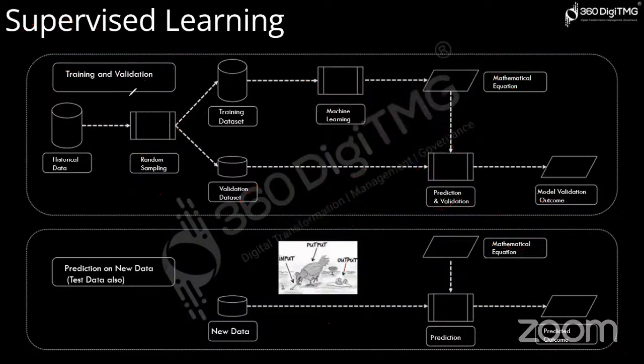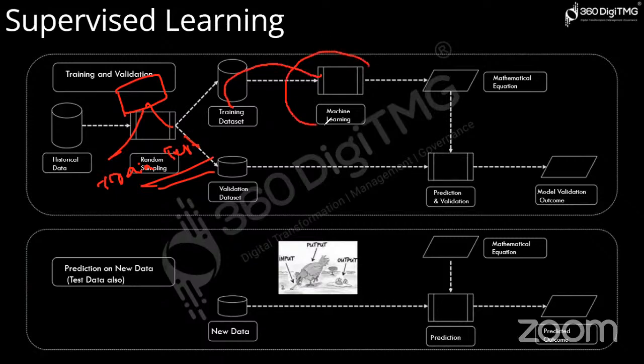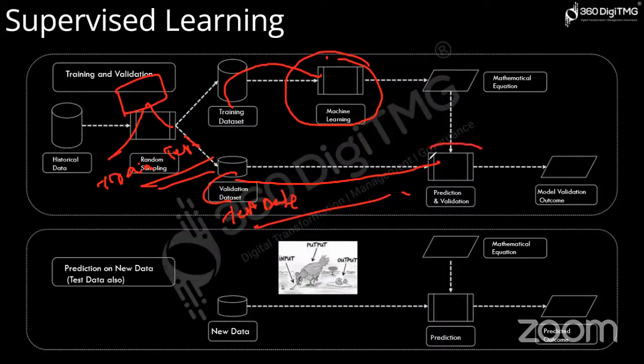So what happens in supervised? Whatever data frame we have, we'll simply split into train and test. Using the training data, we'll be training the machine learning model, and then we will pass the validation data, or test data as I can say, to that particular machine learning model. Based on that, we'll be doing the predictions. This is when you have a machine learning model with a small number of parameters.